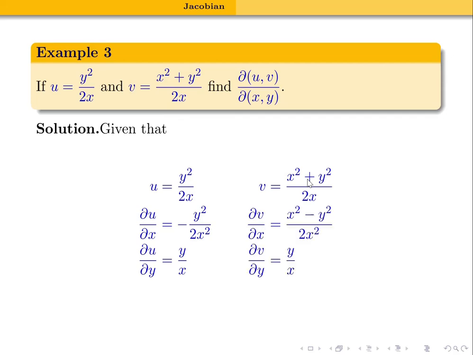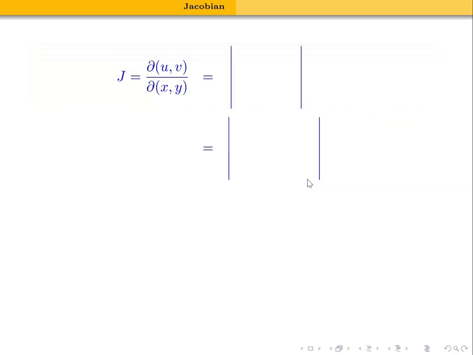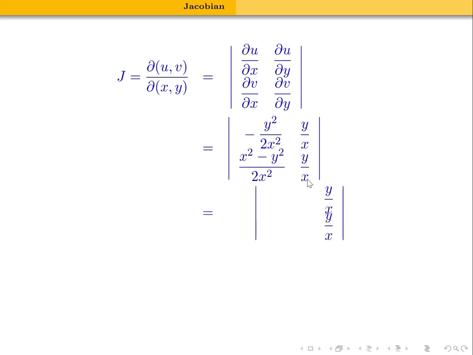Similarly, differentiating v with respect to x and y, we can then replace in the determinant: ∂u/∂x, ∂u/∂y, ∂v/∂x and ∂v/∂y. Now I keep the second row as it is, and the second column as it is. In the first column, I commonly bring the 1/2x² outside.